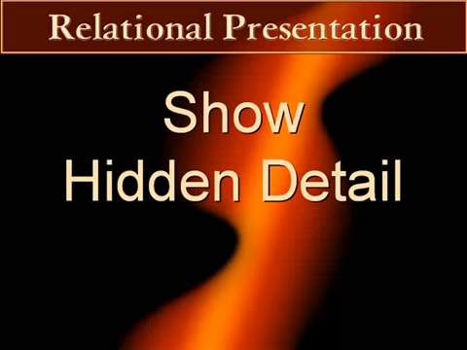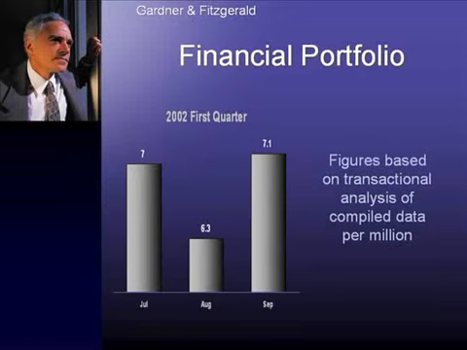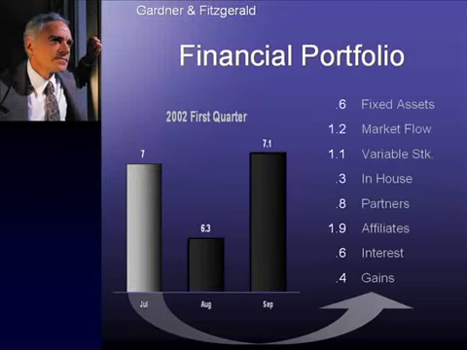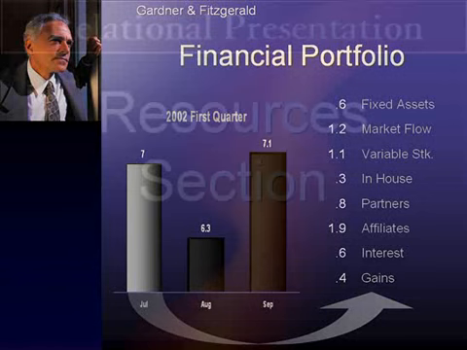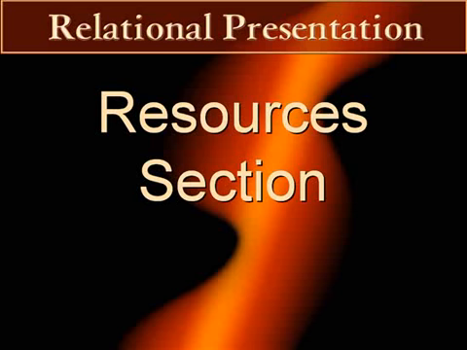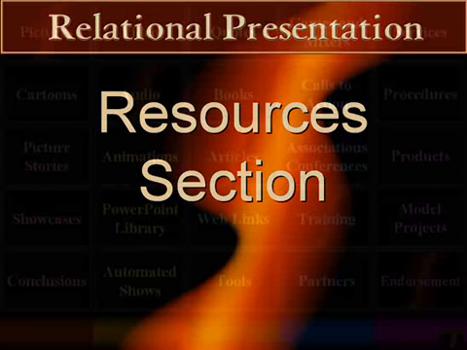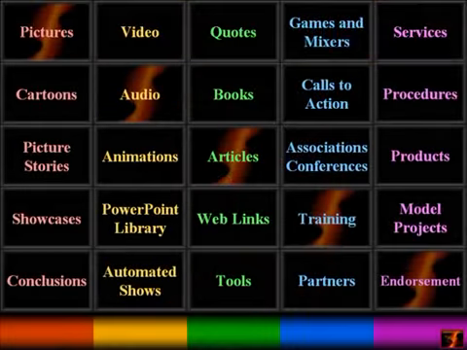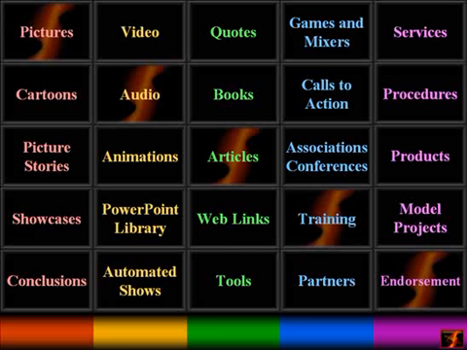Another benefit of using relational presentation is having the ability to display hidden detail on slides. The presenter can have supporting information on hand that the audience has no idea that's there and never sees unless that content is deemed relevant and helpful. Likewise, a resources section might be included where categories of information are available for quick retrieval, allowing the presenter to access that material at any time, anywhere, with a single click.